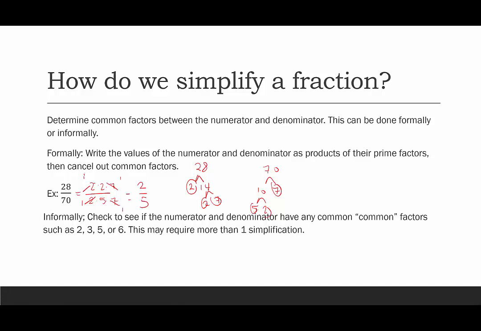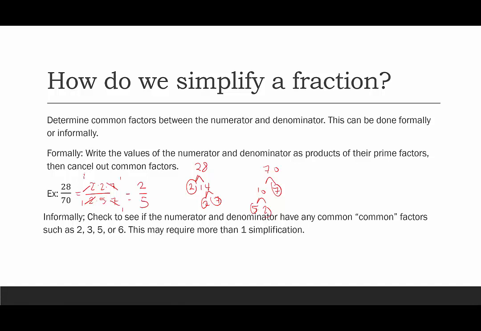Informally, we can check to see if the numerator and denominator have any common factors. So when I refer to a common factor, I mean common, like normal factors such as 2, 3, 5, or 6. This may require more than one simplification. So if you do this, you have to check and double check that things are completely simplified.